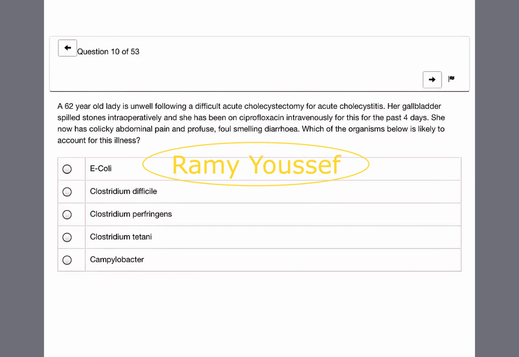Okay, so what is the criteria? I think it's been on antibiotics for 4 days, and it's one of those organisms that is common in patients who have been on antibiotics. I don't know if I'm right. But here he is talking about some criteria of the diarrhea. Yeah, foul smelling, Clostridium perfringens.